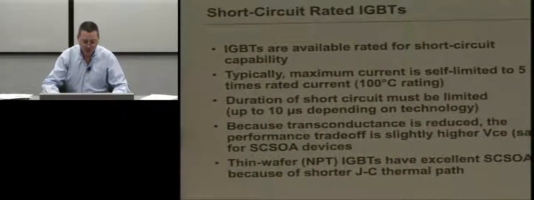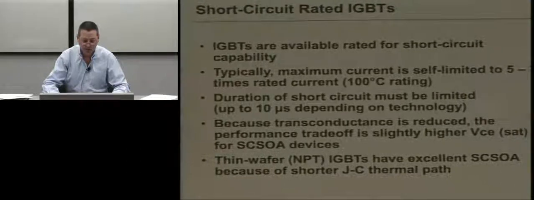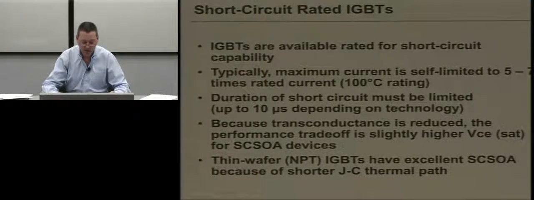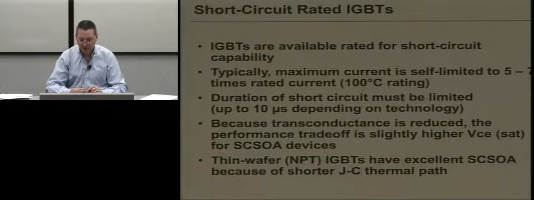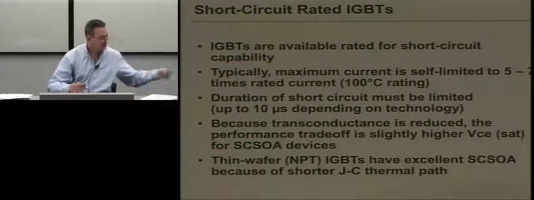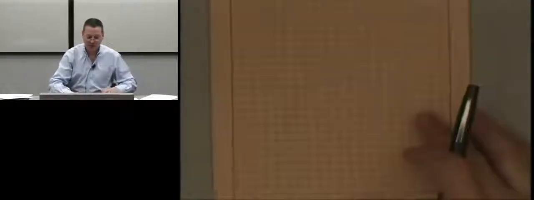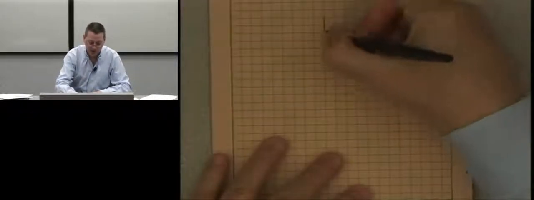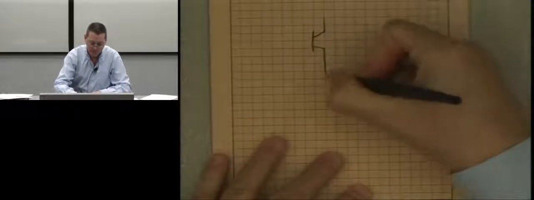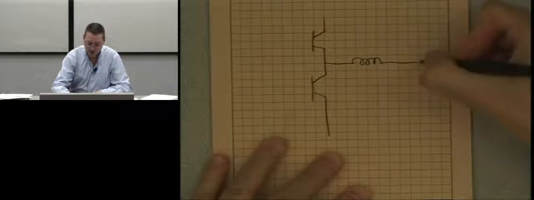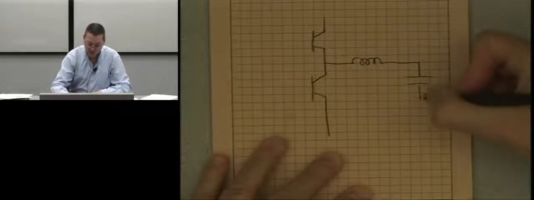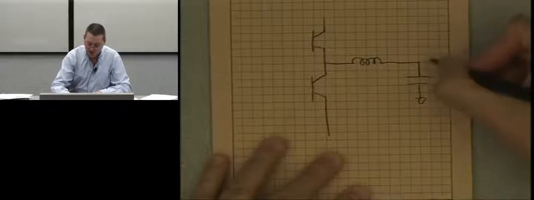Let's talk a little bit about the short circuit rating. So most of these devices are rated for short circuit capability. The reason for that is, take the example of a motor drive, where, let me draw for a moment here. So when I have an IGBT half bridge, if this is in a UPS system or some inverter, and I have an inductor and I have an output capacitor, and this is going to the outside world here.